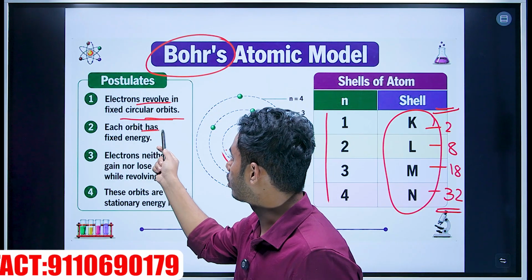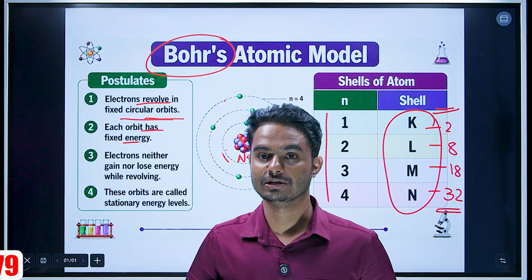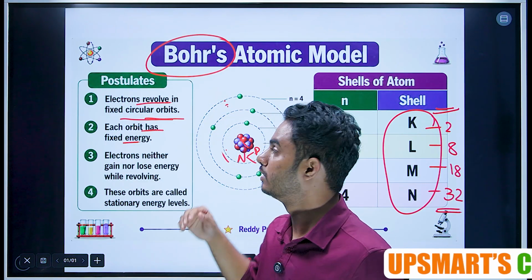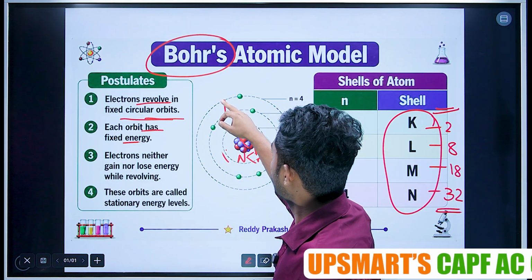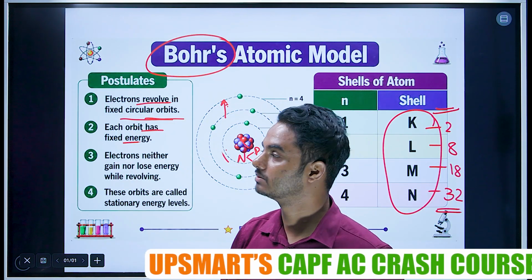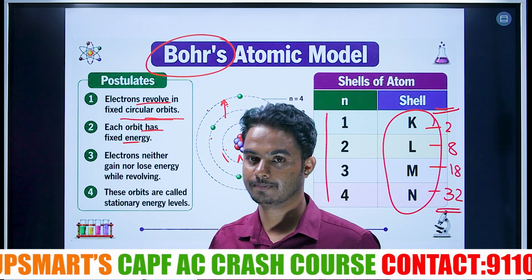Next, each orbit has a fixed energy. Each shell has a fixed energy. To fall from an upper shell means losing energy. To go to a higher shell means gaining energy. We'll discuss these concepts, but I am telling you, each shell will have a fixed energy.